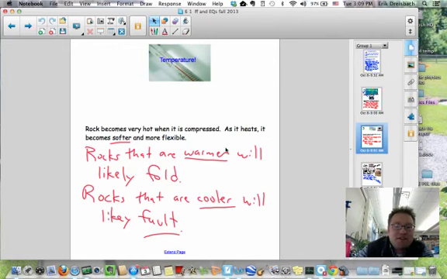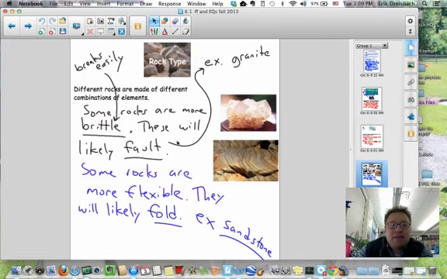And the third factor of whether a rock will fold or fault is the type of rock. Some rocks, because of the way they're made up and the minerals that are in them, are brittle. And if something's brittle, it means it breaks easily. So granite is an example of a type of rock that is more brittle. It'll tend to break more easily than fold. Other rocks are a little more flexible, and they'll likely fold. Sandstone is a type of rock that's more flexible.